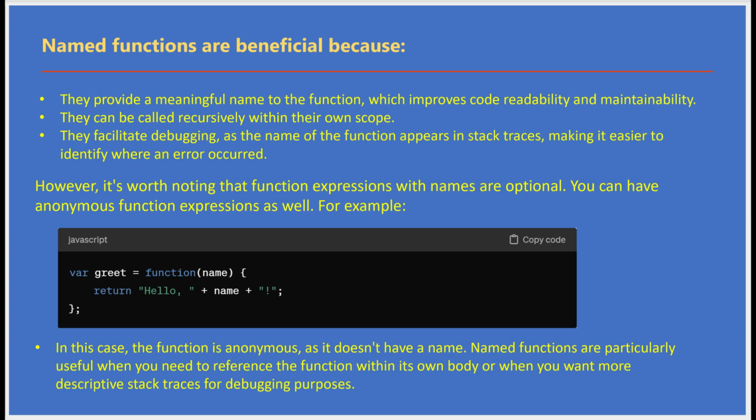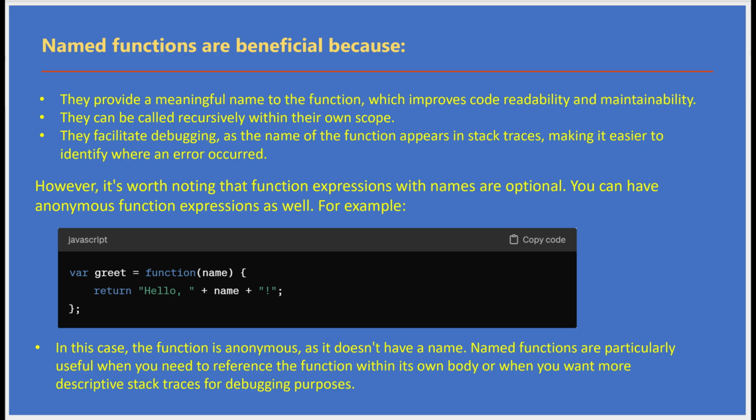Now you may ask, why even bother with named functions? Well, they come with some compelling benefits. Firstly, they provide a meaningful name to the function, which improves code readability and maintainability. Secondly, they can be called recursively within their own scope. Lastly, they facilitate debugging. The name of the function appears in stack traces, making it easier to trace back where an error occurred. But remember, function expressions with names are optional.